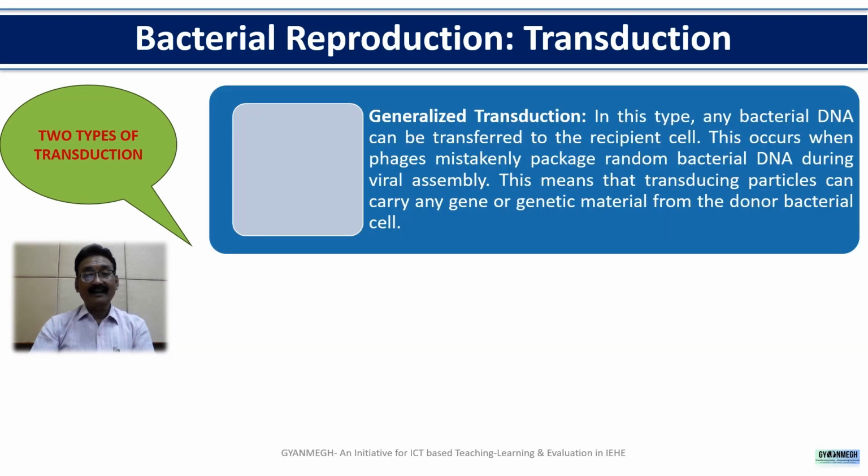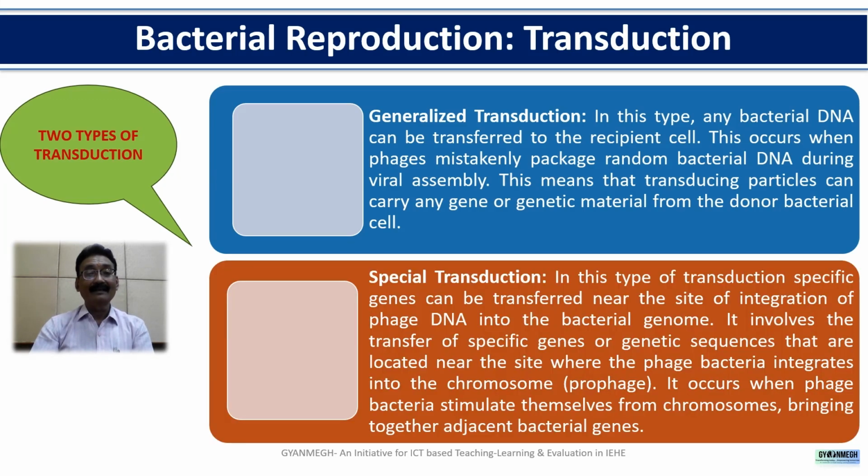First is generalized transduction. In this type, any bacterial DNA can be transferred to the recipient cell. This occurs when phages mistakenly package random bacterial DNA during viral assembly. This means that transducing particles can carry genetic material from the donor bacterial cell.